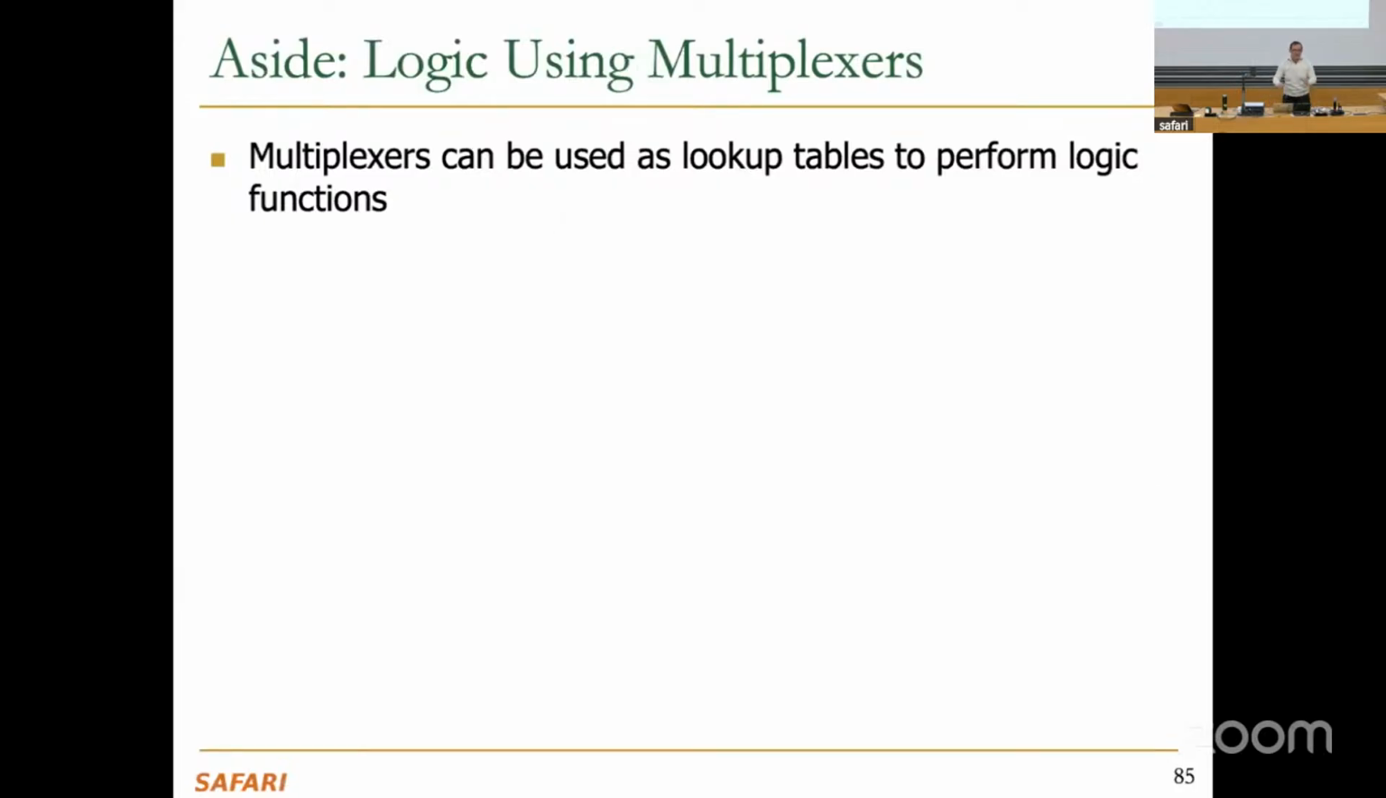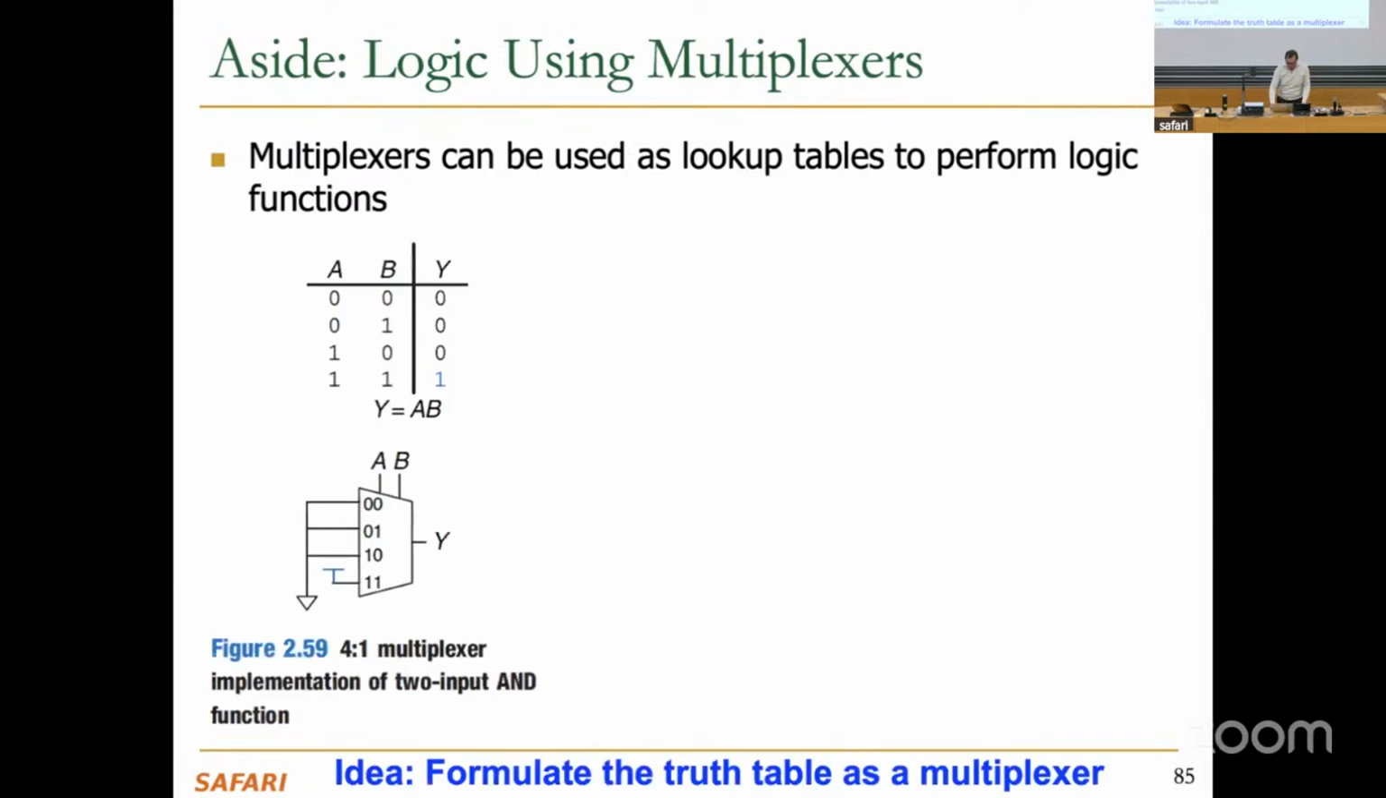One interesting thing about multiplexers is they can be used as lookup tables to perform logic functions. And a lot of FPGAs do things like this. This is from your book. This is a logic function that we've seen. It's AND: Y is equal to A AND B. You can formulate this truth table as a multiplexer. So how do you do it?